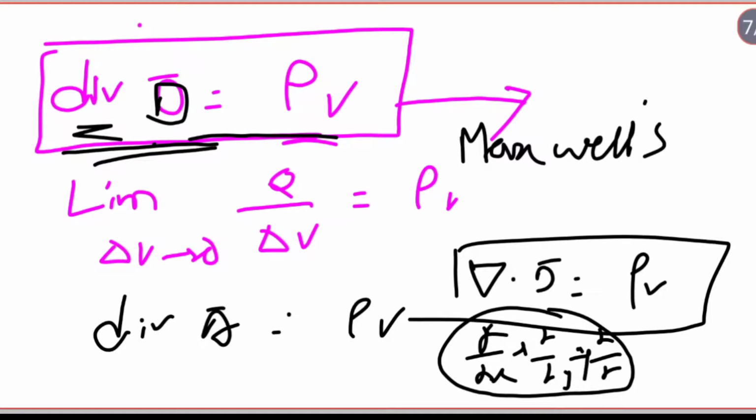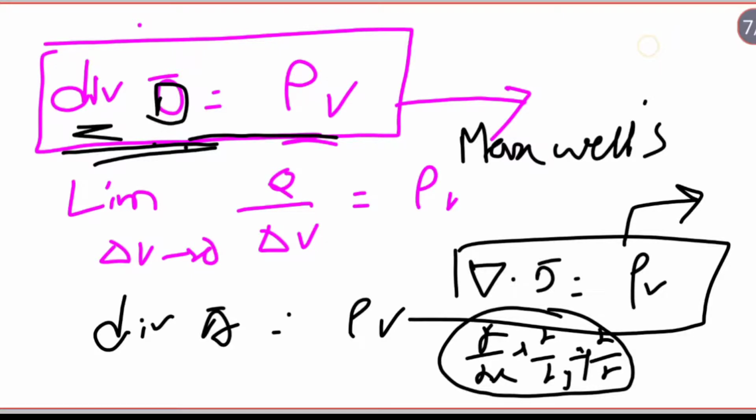Now we go for the divergence theorem. In the cylindrical and spherical coordinate systems, the divergence is not simply the partial differentiation we apply here. Del dot D bar equal to ρv is also called Maxwell's first law, or divergence of D bar is also known as ρv.